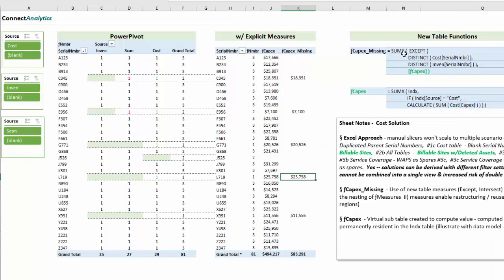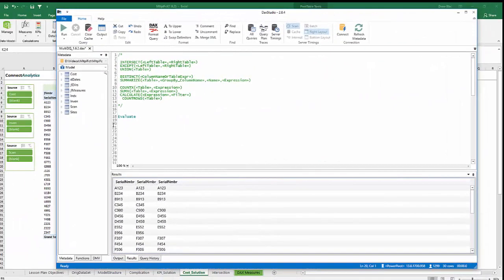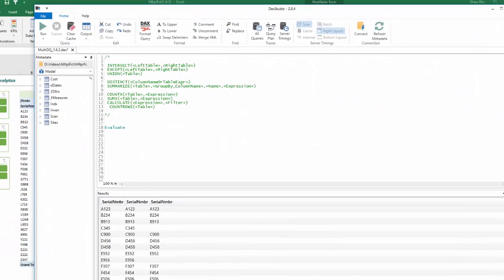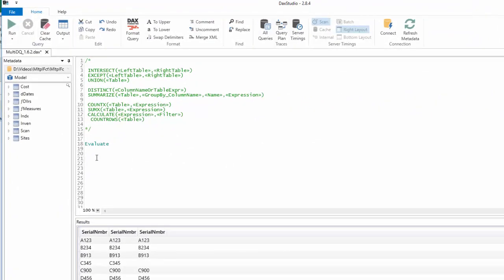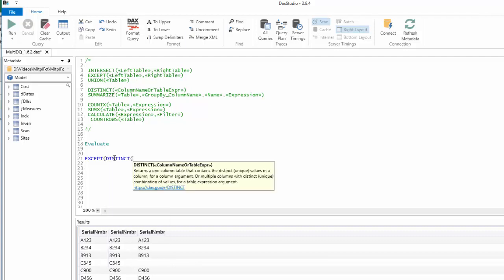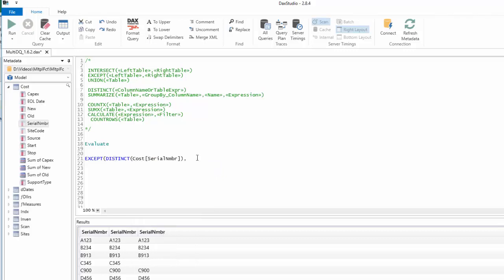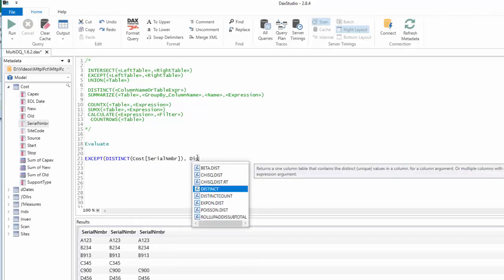Now we're going to jump to DAX, and we're going to describe our CapEx missing formula. Okay, so here what we're trying to accomplish is we want to develop an exception. We want to start with the core of the function, which is an EXCEPT. And you can see what's going to occur here, right? We want to take the left-hand side, which do not appear on the right-hand side. It means that we want to take the values in cost on the left-hand side, and subtract out the right-hand side. So let's take the DISTINCT, and we're going to take the cost. That's the left-hand side, and we're going to take the DISTINCT, and let's run that.